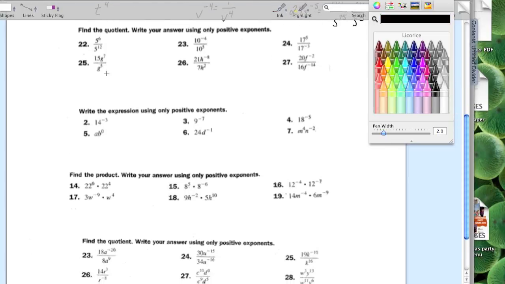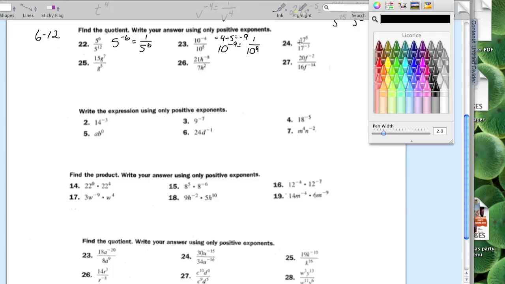Find the quotient. Okay, so write your answer using only positive exponents. So now we're going to subtract, and if it helps, write out what you're doing. 6 minus 12, because my base is 5, I get negative 6, so it's 1 over 5 to the 6th. My base here is 10, so I'm going to subtract negative 4 minus 5, which is negative 9, so I get 10 to the negative 9th, or 1 over 10 to the 9th.